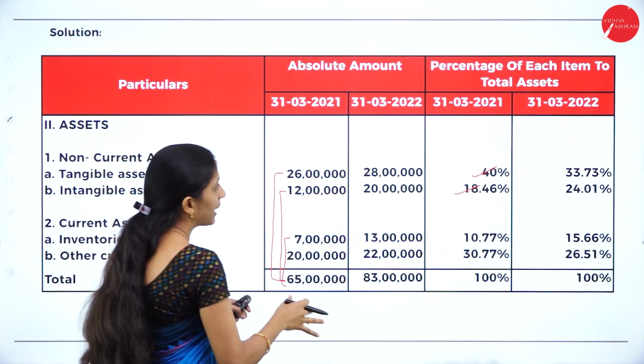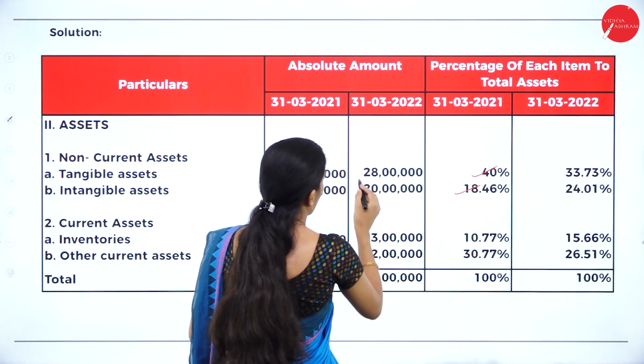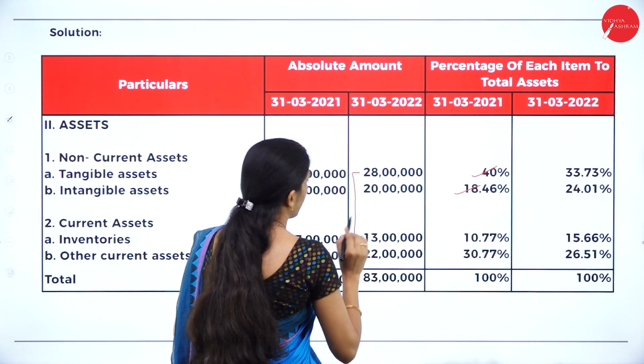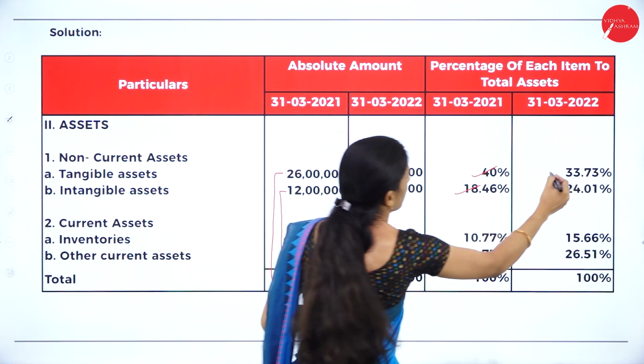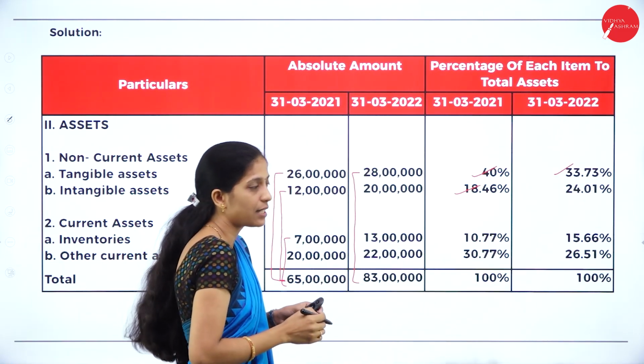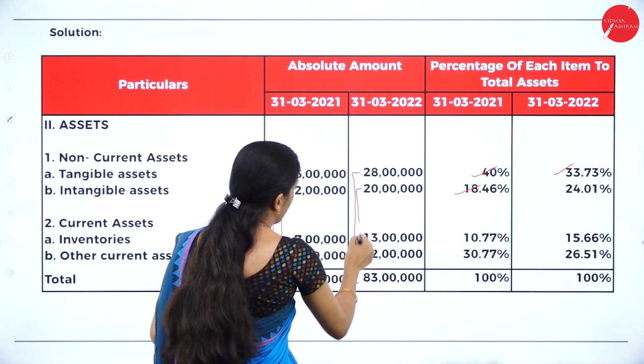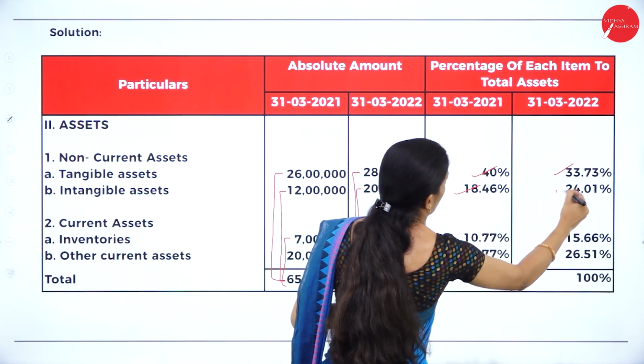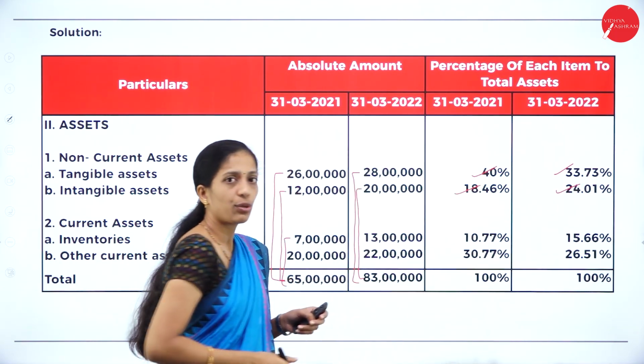Like that you will go on making. Now for 2022, 28 lakh divided by 83 lakh into 100, so I'll get 33.73%. Next, 20 lakh divided by 83 lakh into 100, you'll get 24.01. Till the end you will do like that.